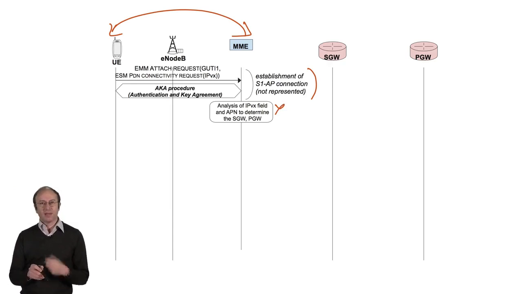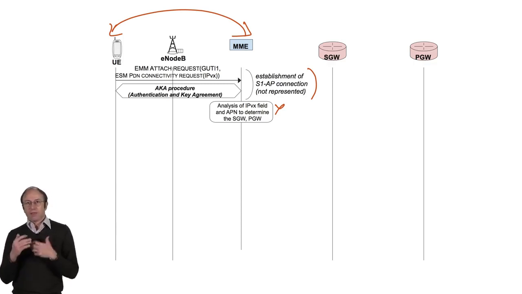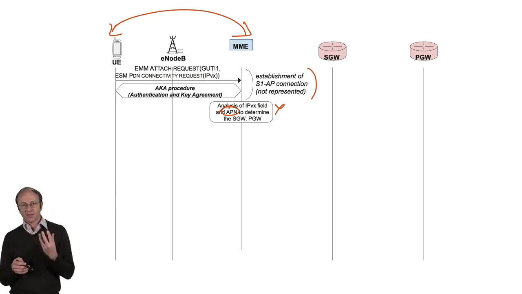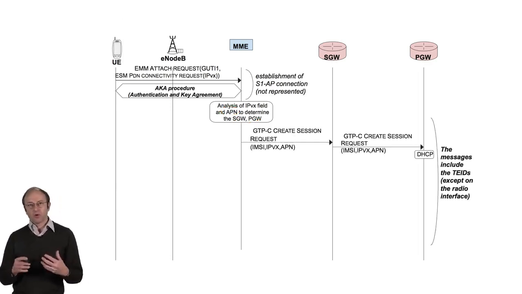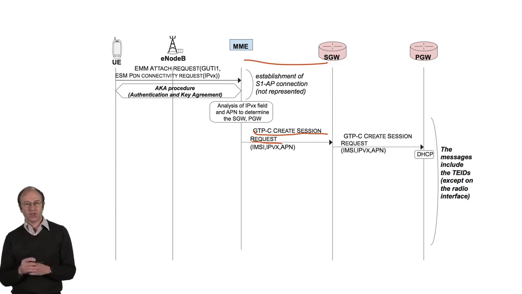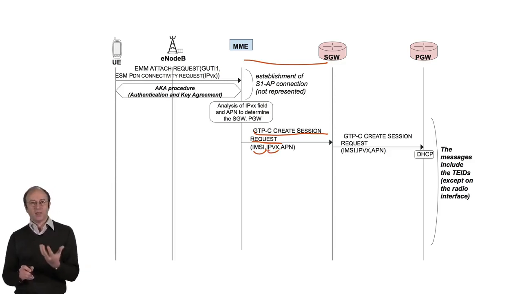What the MME does is analyze the type of connectivity requested, IPv4 or IPv6, find the default APN, access point name, which is stored in the subscriber profile, and select the serving gateway and the P-gateway. The MME then creates a control tunnel with the S-gateway using the create session request message. Inside the message, the subscriber IMSI, the type of IP requested and the APN are indicated.